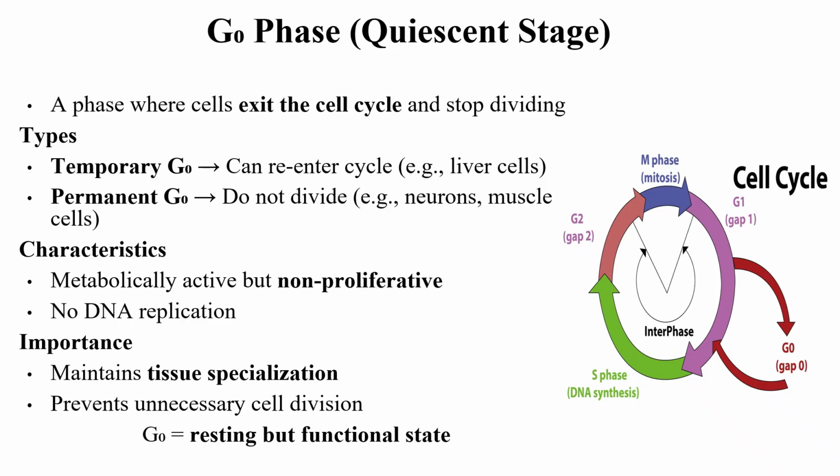So G0 is the phase where cells exit the cell cycle and stop dividing further. G0 phase is again divided into two types, temporary G0 and permanent G0. In temporary G0, cells can re-enter the cycle, like liver cells, and in permanent G0 cells do not divide, like neuron and muscle cells. What are the main characteristics of G0 phase? They remain metabolically active but non-proliferative. There is no DNA replication. The importance of G0 phase is to maintain tissue specialization and prevent unnecessary cell division. So G0 is a resting phase but a functional state.